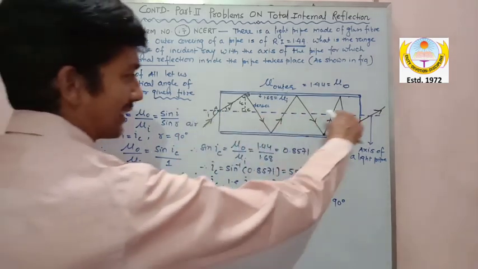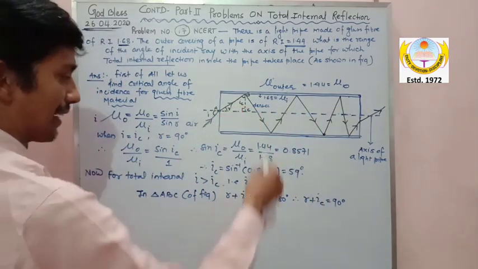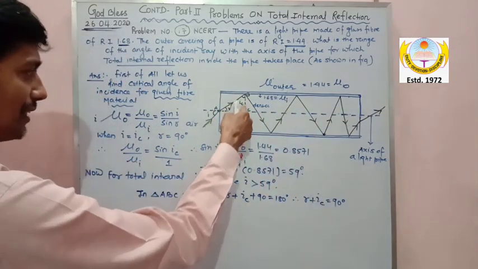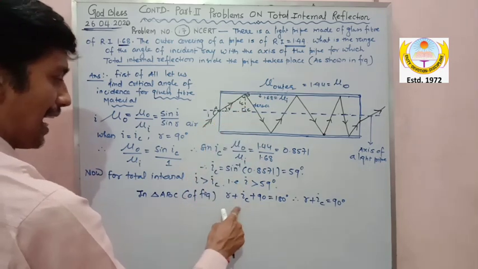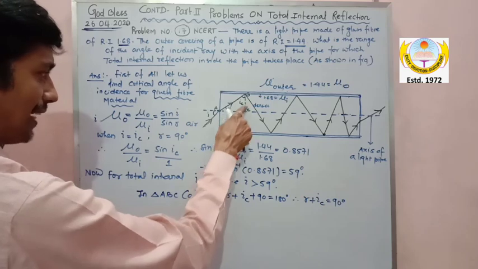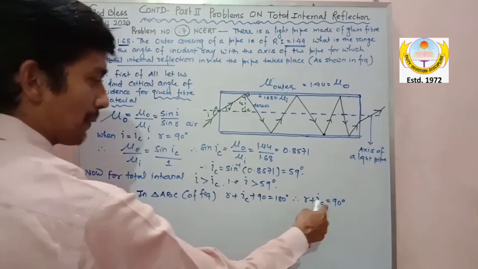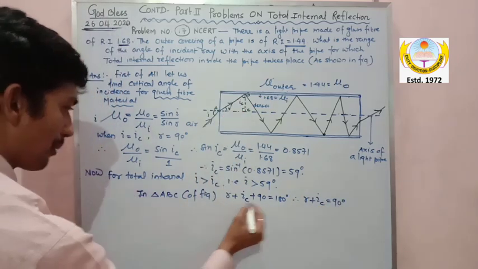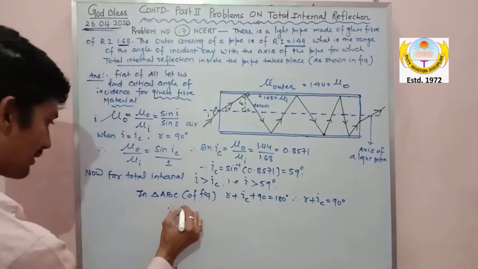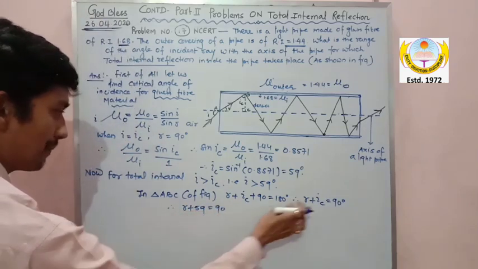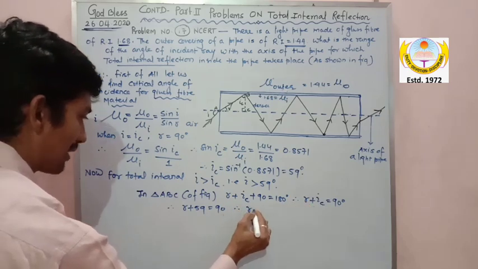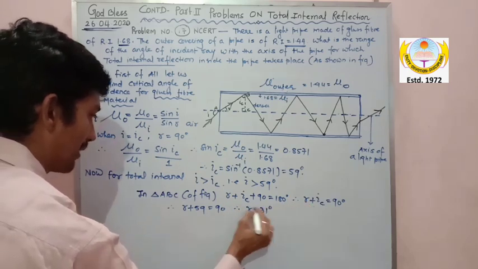And axis acts as a normal. So this is the refracting angle. And this is the right angle triangle, you can see. So R plus IC plus this 90, any triangle is of 180. So R plus IC is 90. Therefore, my dear, this is R plus 59 is equal to 90, and hence R should be equal to 31 degree.